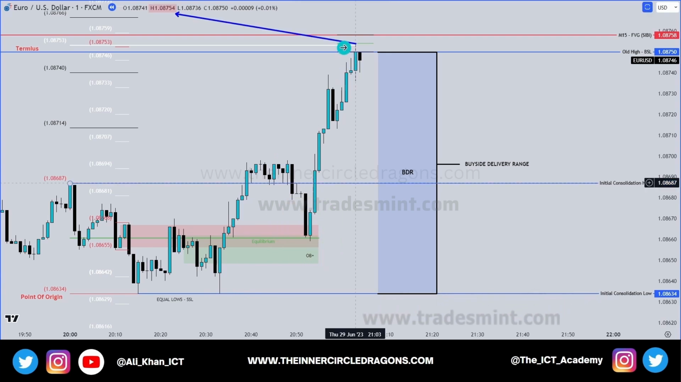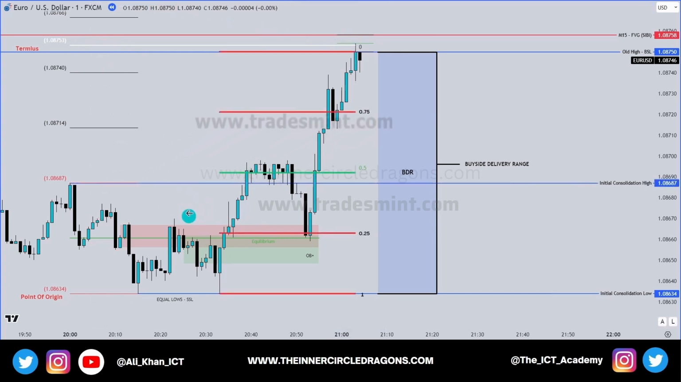You can see the high of this up close candle comes in at 1.08754, which is 1 pipette of the 1.08753 level that we had found confluence at. So just 1 pipette of the exact high. Of course, we'll be calculating our graded ranges and deviations before price prints, right?